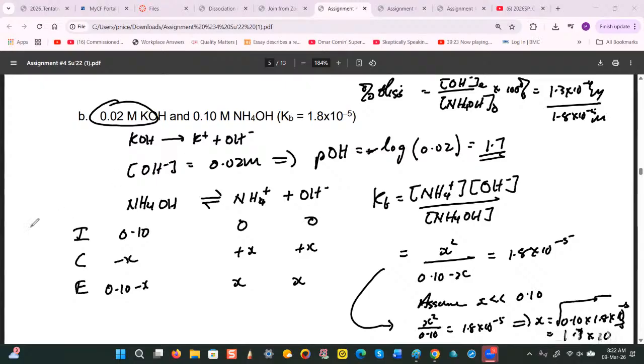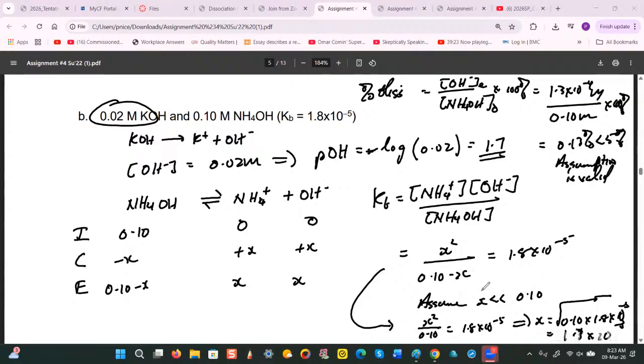0.10 M, that's what should be done here. 0.10 M times 100%. So let's see what that gives. 1.3 times 10 to the minus 4 divided by 0.1 times 100%. So that gives, according to my calculation, 0.13%, which is obviously less than 5%, which means that the assumption is valid. All right?